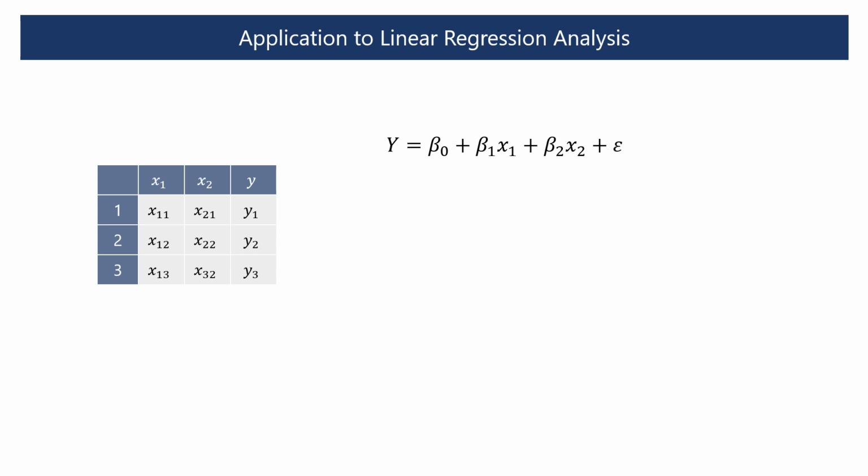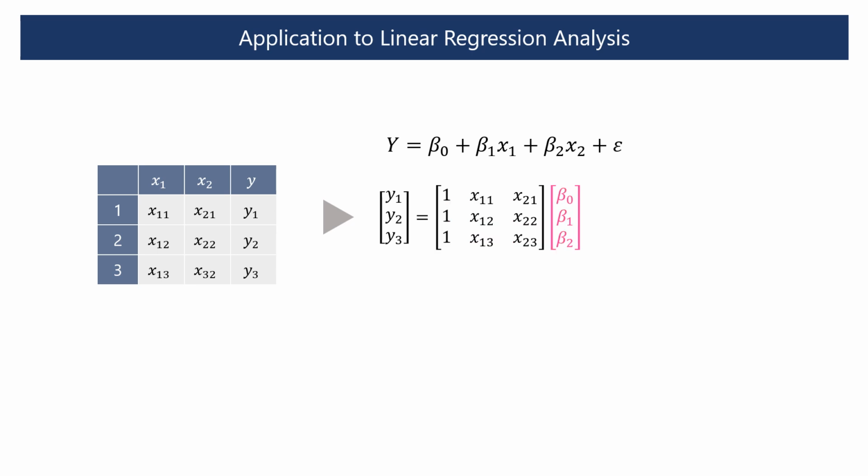Suppose we have three observations, so the data can be organized as this data frame. Let's rewrite the regression equation in vector form. The dependent variable y can be represented as a 3 by 1 vector. The independent variable x can be represented as a 3 by 3 matrix. The first column represents the intercept.